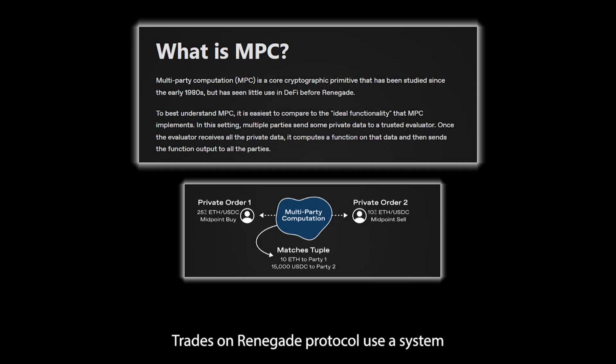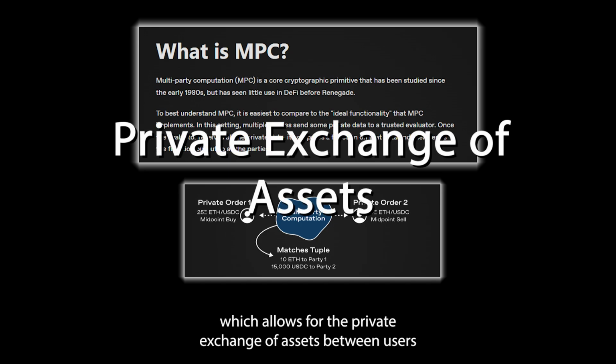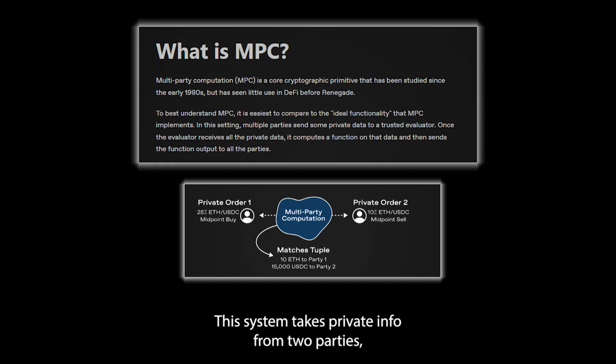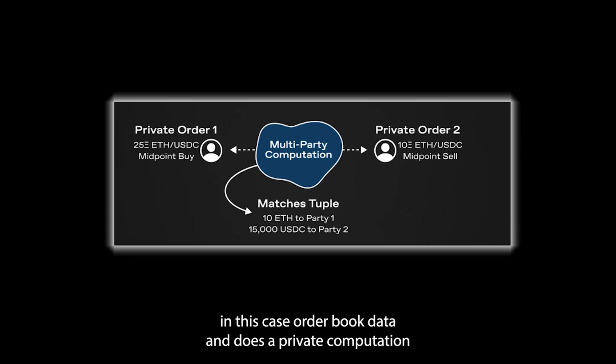Trades on Renegade protocol use a system known as MPC, or multi-party computation, which allows for the private exchange of assets between users without revealing information on-chain about their transaction. This system takes private info from two parties, in this case order book data, and does a private computation, in this case the transaction of assets between two parties on Renegade.